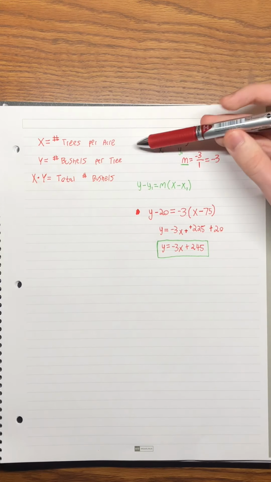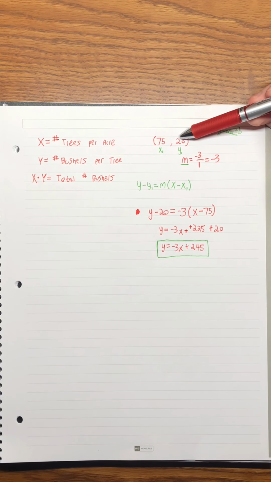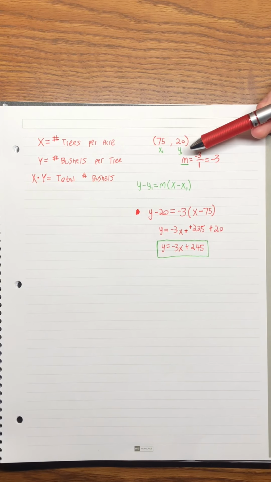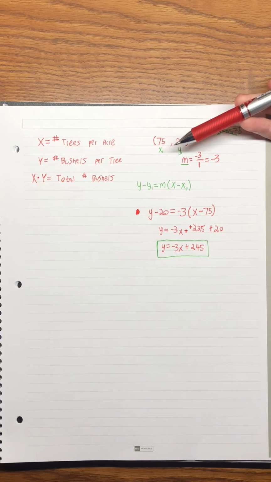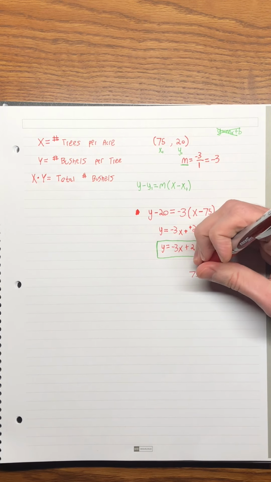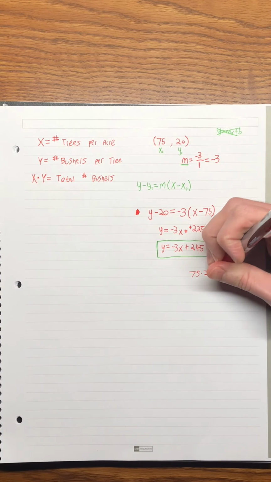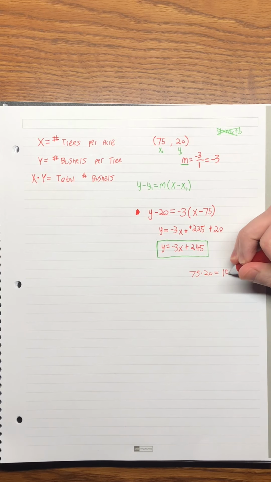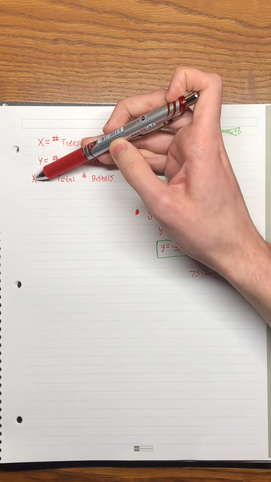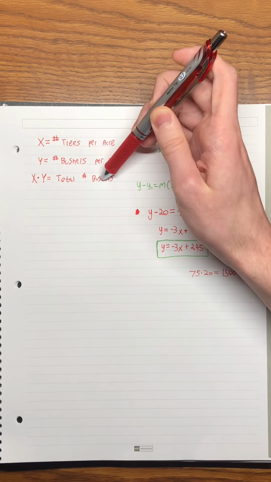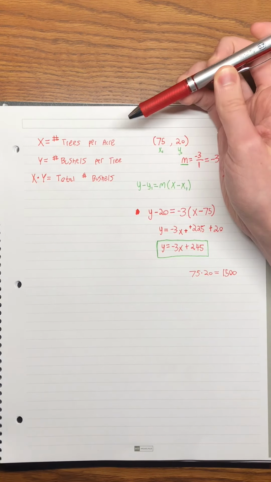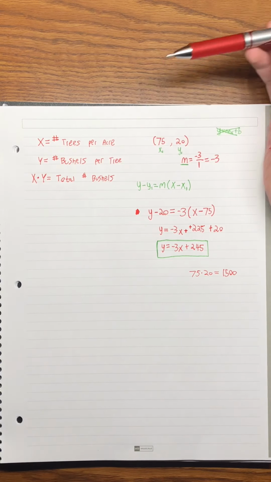All right, so if I have 75 trees per acre and each of those trees has 20 bushels of fruit, I do 75 times 20, which is going to equal 1,500 fruit. So what we're going to have to do is x multiplied by y to equal the total amount of bushels. See if you can do that before going on.